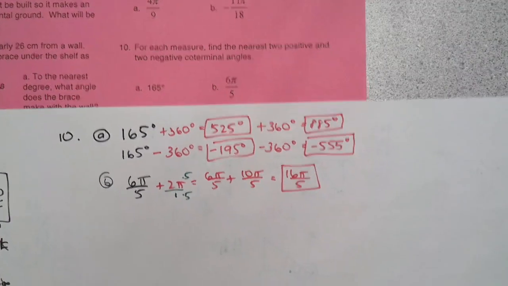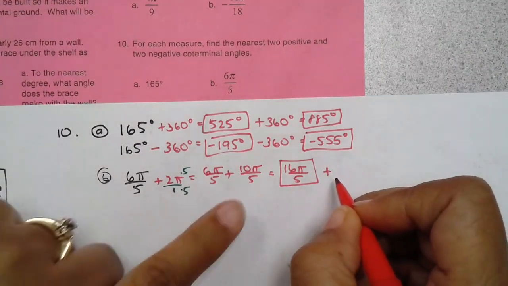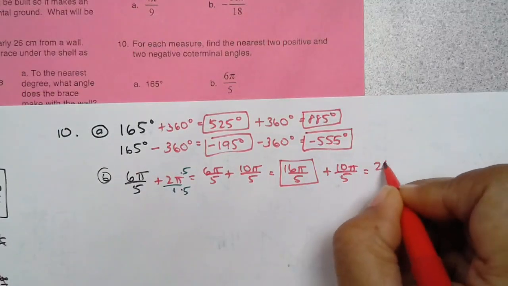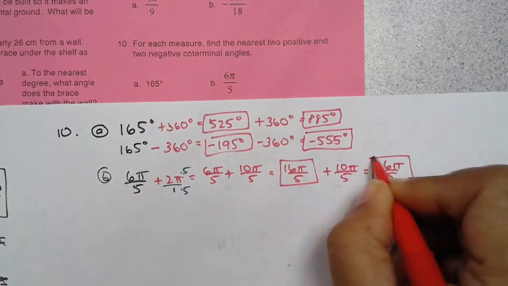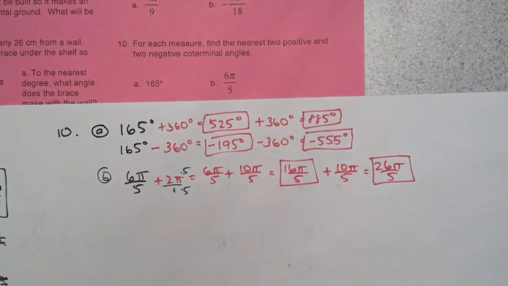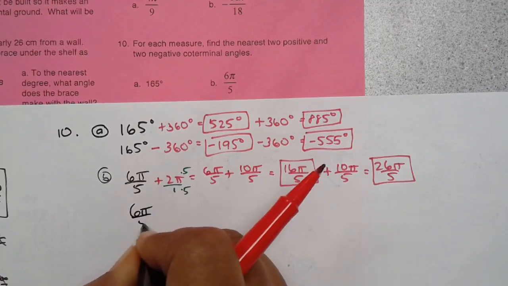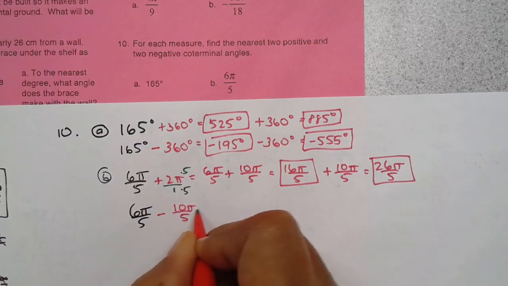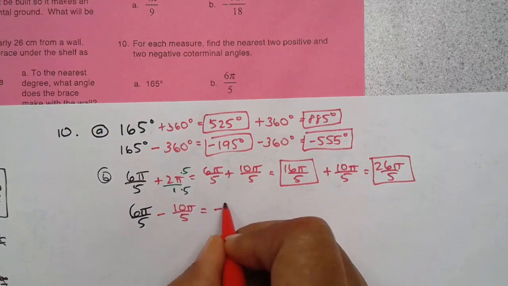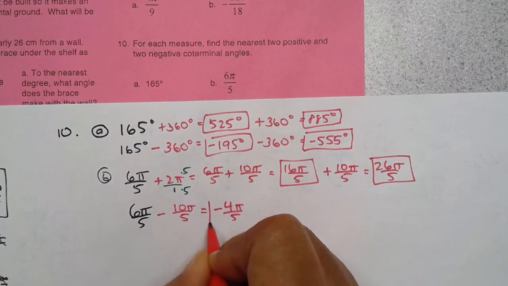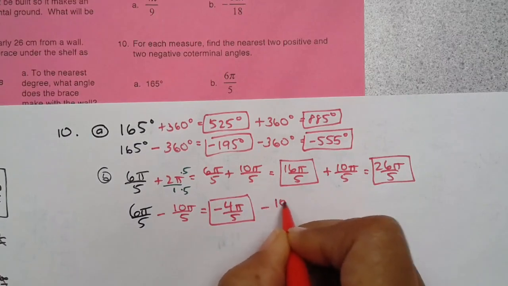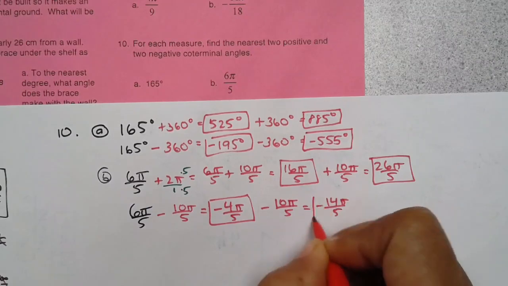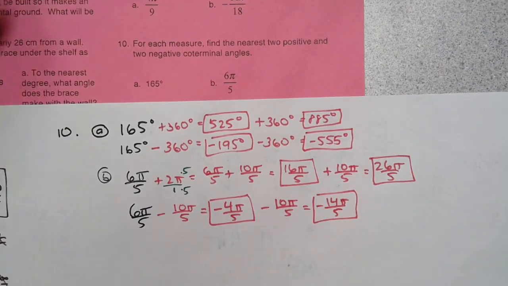We need another positive, so I'm going to add another full circle. Since I already found the common denominator, I'm just going to add another 10 pi over 5. So that gets a total of 26 pi over 5. I have 2 positive, and now we're going to do the same thing, but this time we're going to subtract because we want to go backwards to get a negative coterminal angle. So I'm going to subtract 10 pi over 5, which just gets us negative 4 pi over 5 as our first negative. But I'm going to subtract another 10 pi over 5 to get negative 14 pi over 5. Again, you're adding and subtracting full circles.